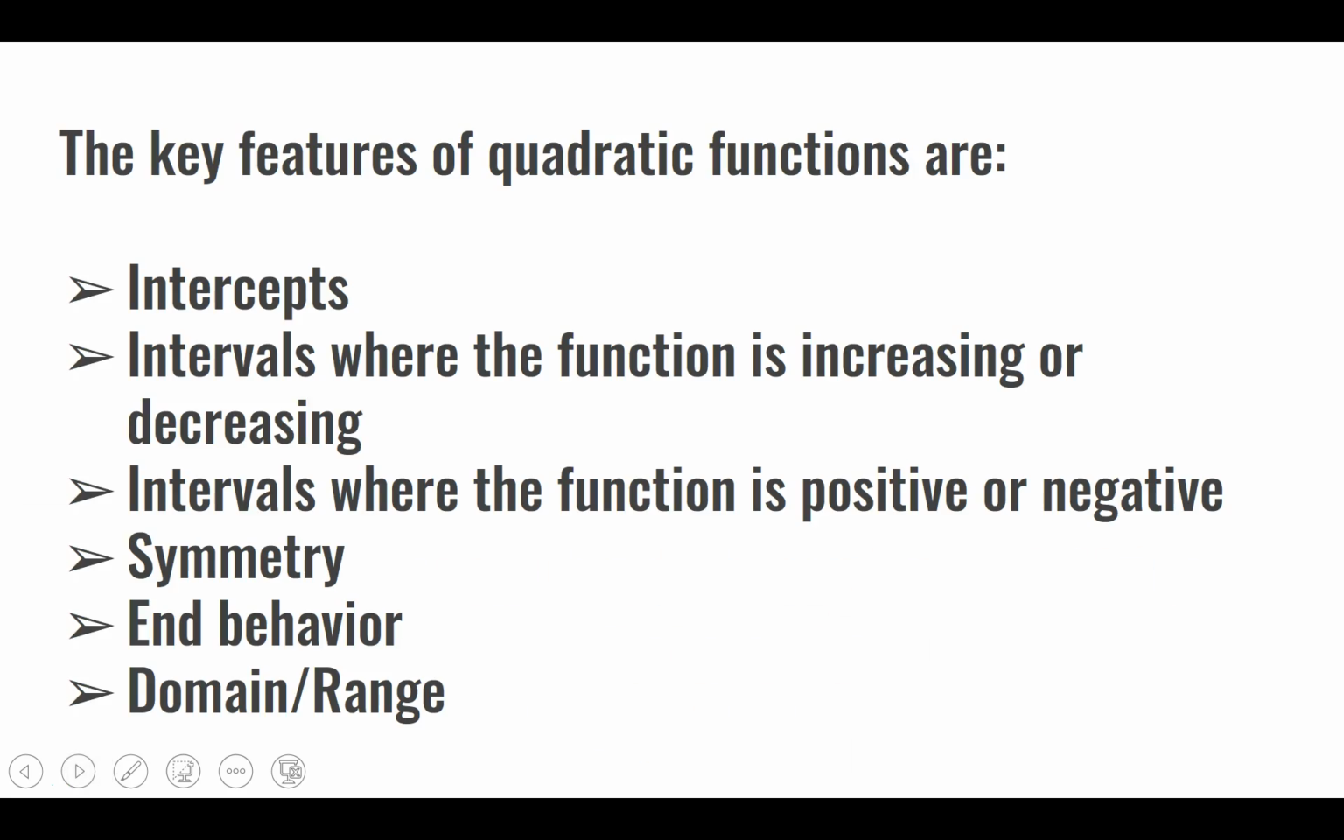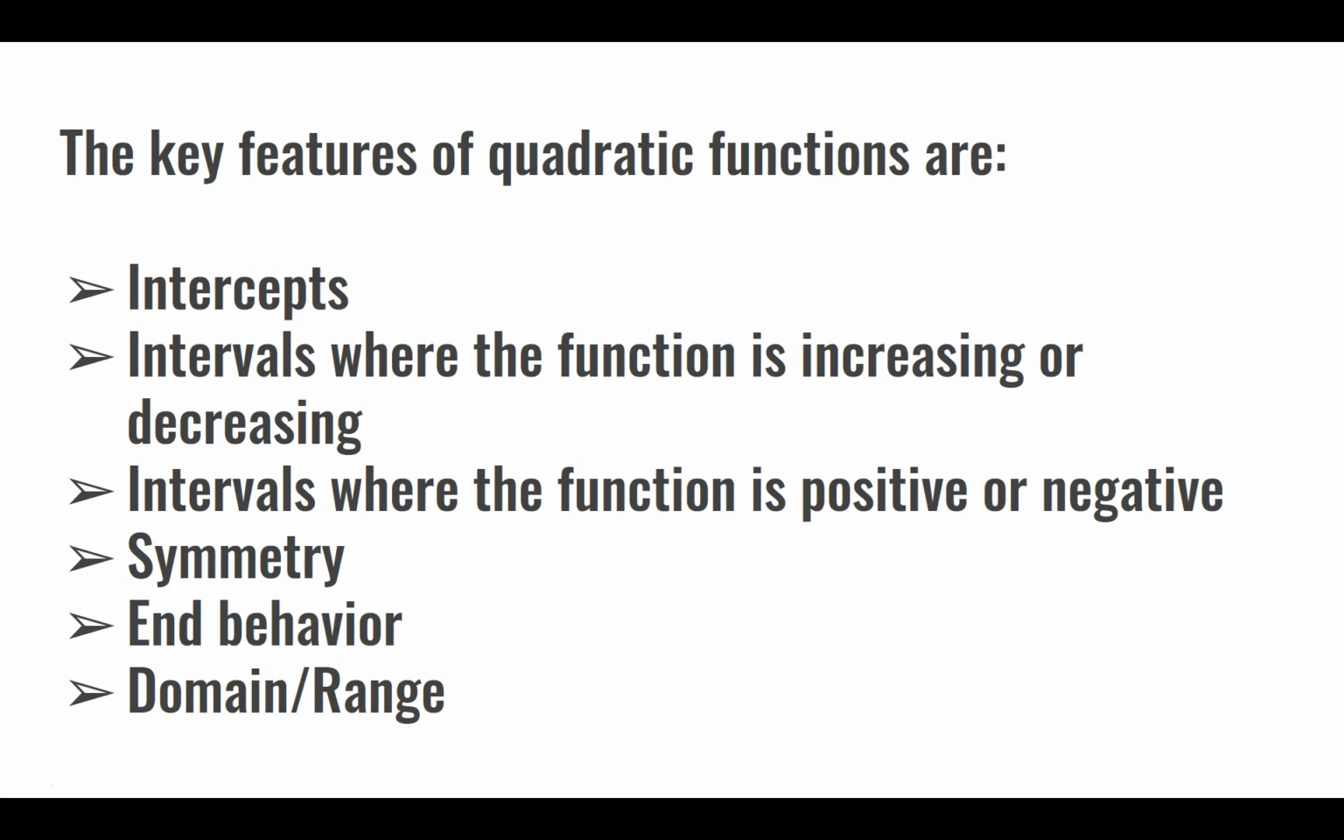All right, so key features on a graph. There are 6 of them. We're going to find our intercepts, which we've been doing, right? X and Y intercepts. We're going to find intervals where the function is increasing or decreasing. So we're going to find pieces of my graph going up, pieces of my graph going down.